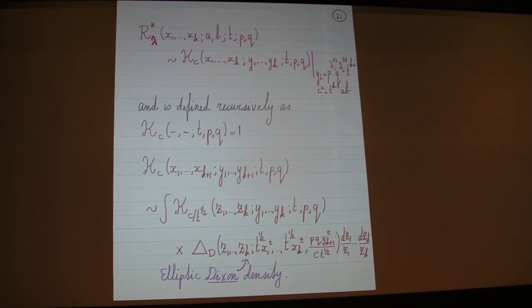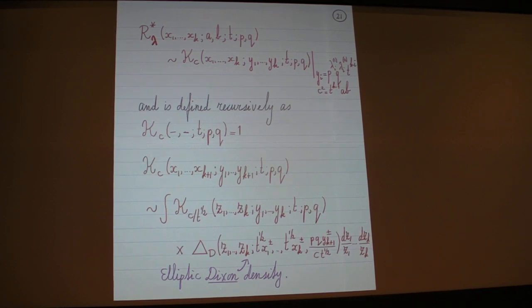First of all, you can define it recursively, which is really nice. If both these sets of variables are empty, the function is just one. Then if you want it on, say, k plus one variables, you take the thing on k variables, where essentially you integrate out the first set of variables, that's what we integrate over, and you multiply this with something that looks very much like the elliptic Selberg density, but it's a little bit simpler. Again, I didn't want to give you the details. It's known as the elliptic Dixon density.